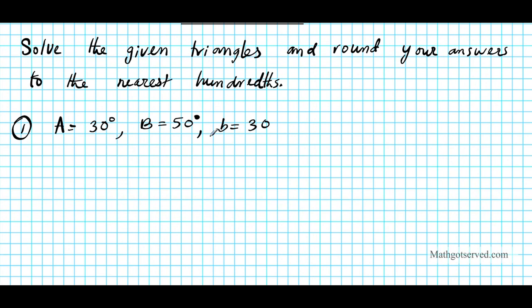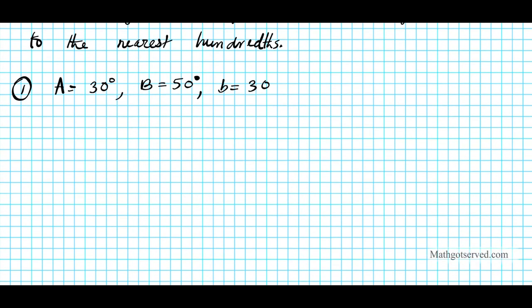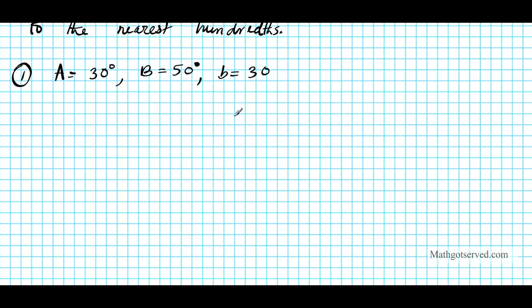We have capital A, capital B, and little b, so we need to find little a, capital C, and little c. First thing we want to do is draw a triangle. We're going to draw a scalene triangle and populate it with the measures that we're provided with. So let's draw a triangle for ourselves, a triangle of this nature.